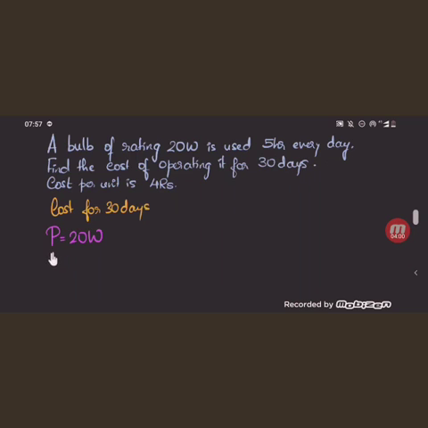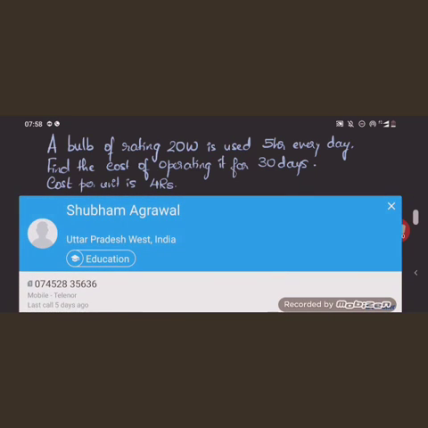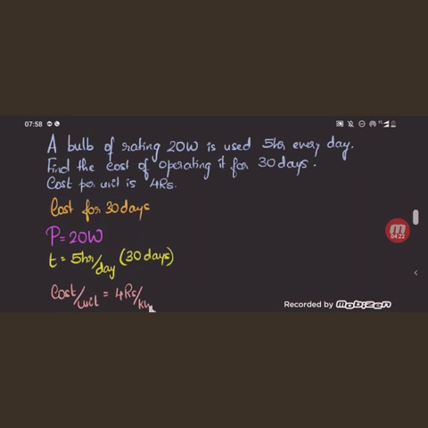That's going to be important. So T is 5 hours per day. And it's used for 30 days. This is going to be important. And we are also given the cost per unit. So again, the unit is the same as kilowatt hour. So the cost per unit is 4 rupees per unit. Unit is kilowatt hour.